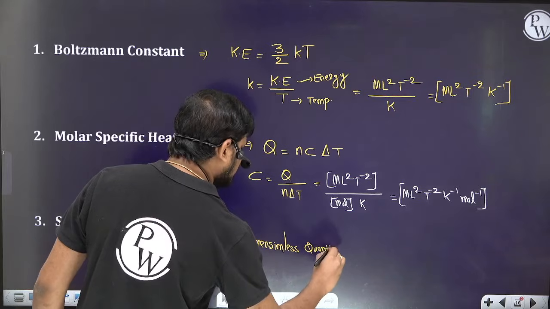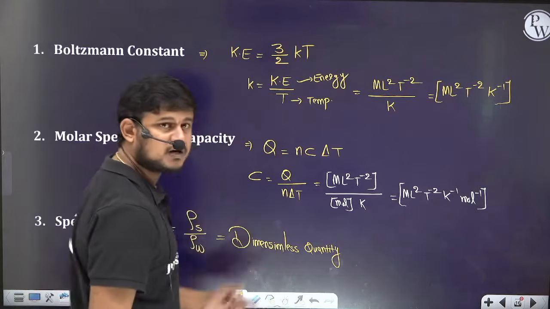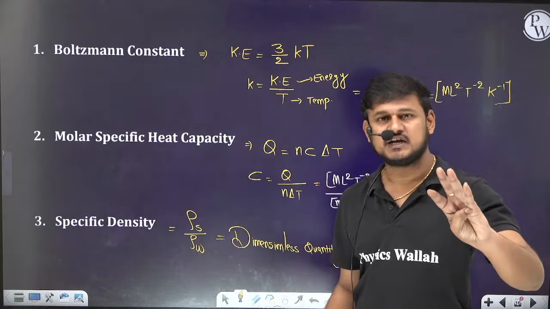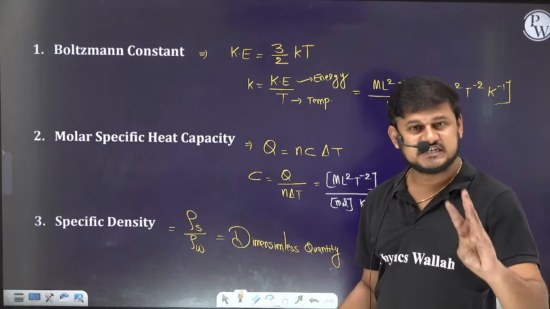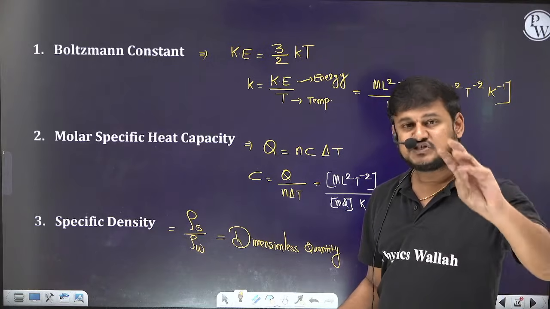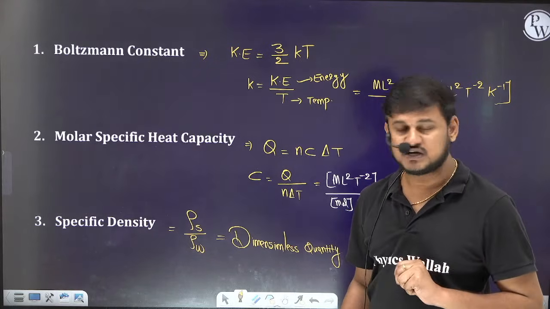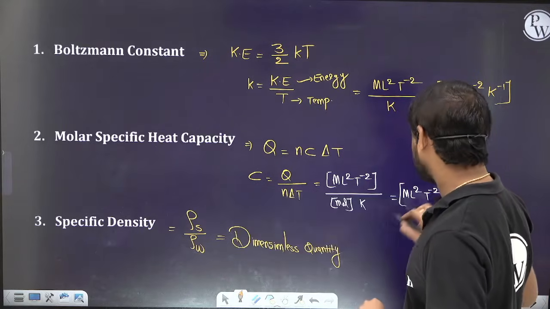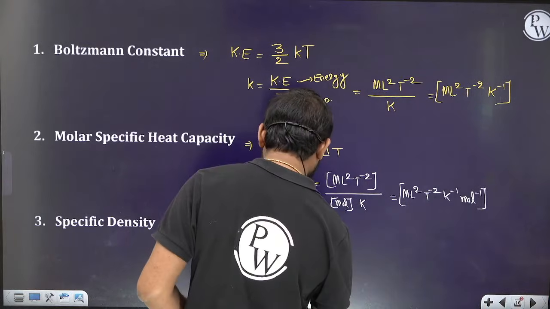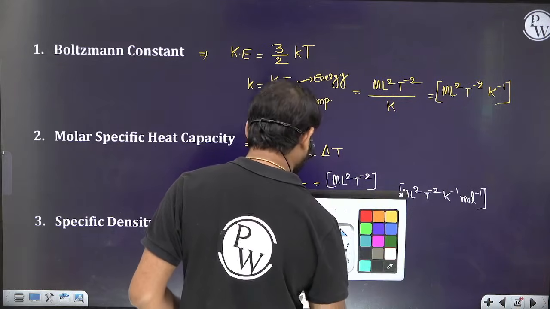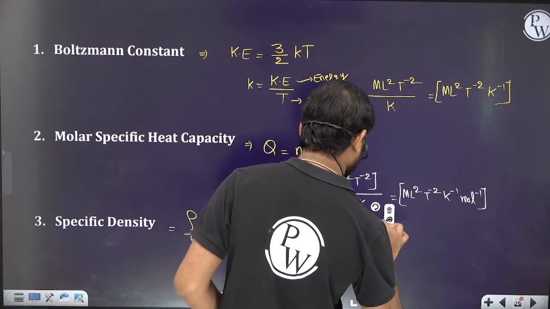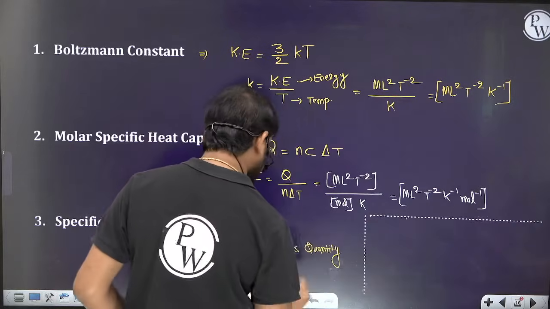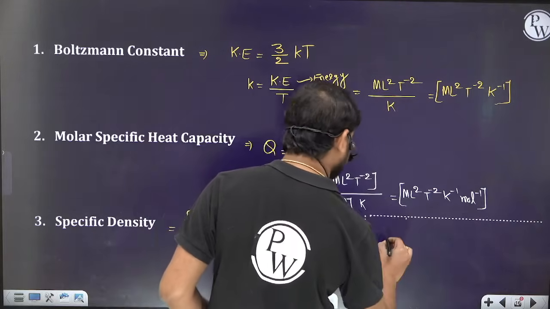Remember this. Okay now. So previously we have got dimensionless quantities. What are the dimensionless quantities? Strain is a dimensionless quantity, and then specific density is a dimensionless quantity. Coefficient of restitution is also a dimensionless quantity. And one more dimensionless quantity, let me write it down here. That is refractive index.